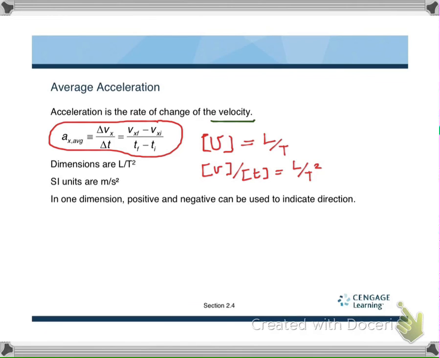And as in the case of position and velocity, when we talk about the motion in one dimension, we can use the sign, the positive or negative sign, to indicate the direction.